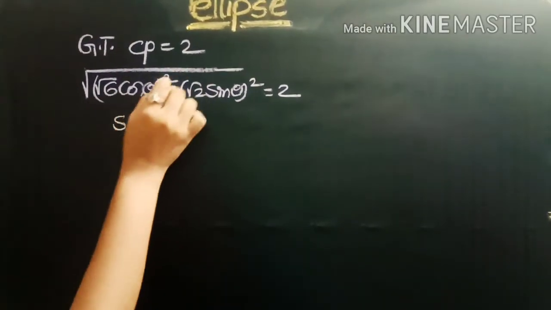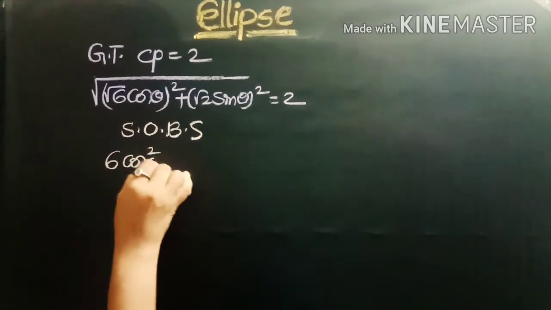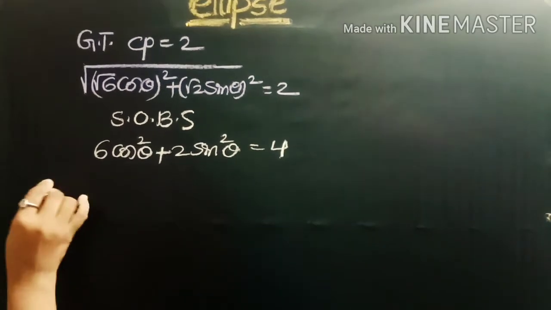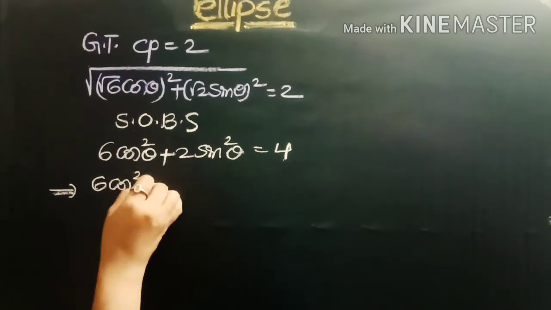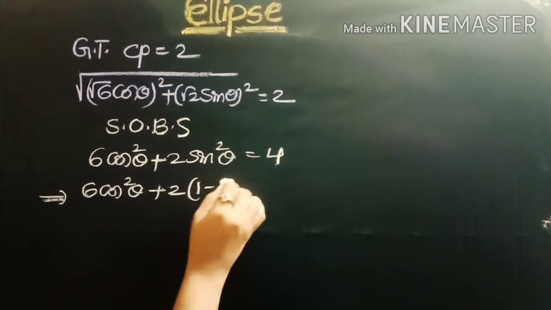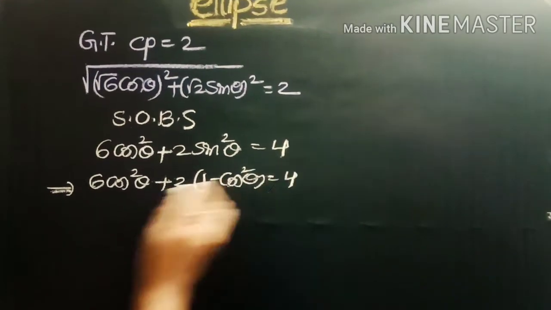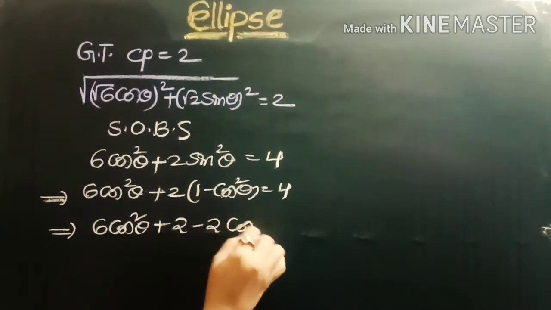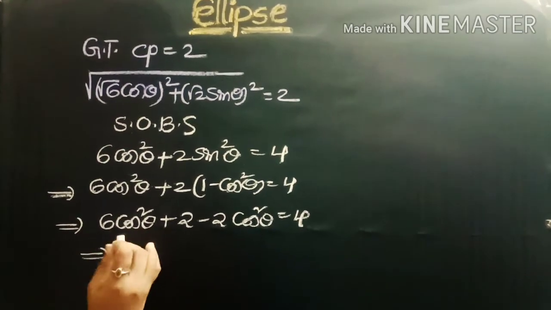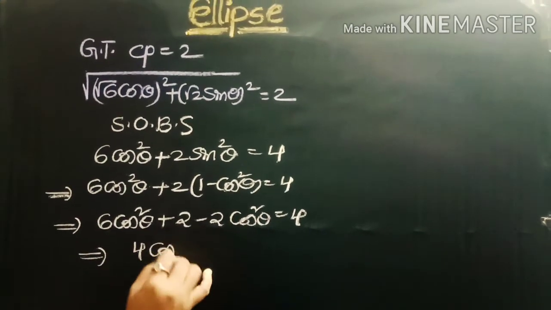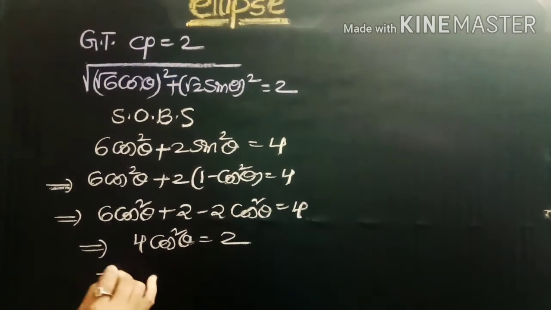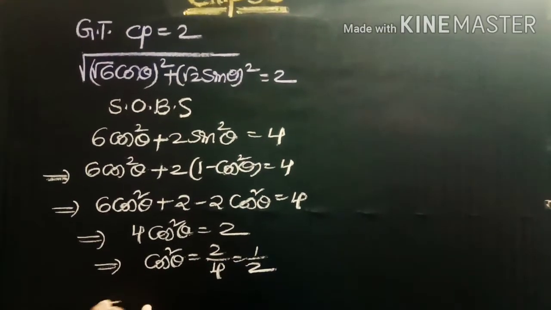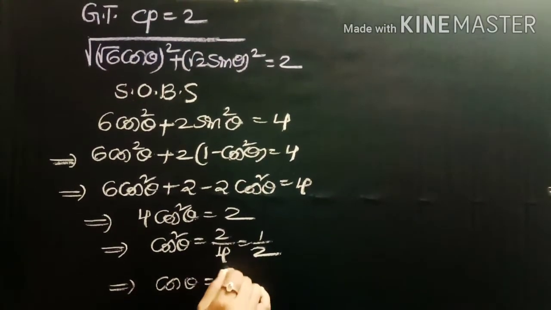So the remaining values are (root 6 cos theta) whole square, that is 6 cos square theta, plus (root 2 sin theta) whole square, 2 sin square theta, is equal to 2 square, that is 4. Which implies 6 cos square theta plus 2 into (1 minus cos square theta) equals 4. That is 6 cos square theta plus 2 minus 2 cos square theta equals 4. Which implies 6 cos square theta minus 2 cos square theta, that is 4 cos square theta, is equal to 4 minus 2 equals 2. Then the value of cos square theta is equal to 2 by 4, that is 1 by 2. Therefore cos theta is equal to plus or minus 1 by root 2.